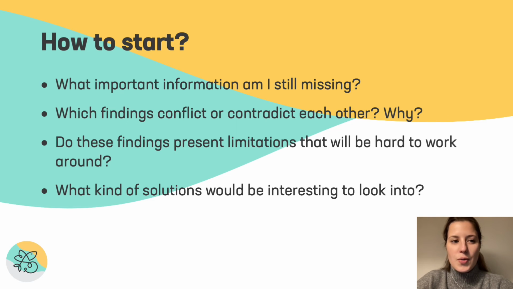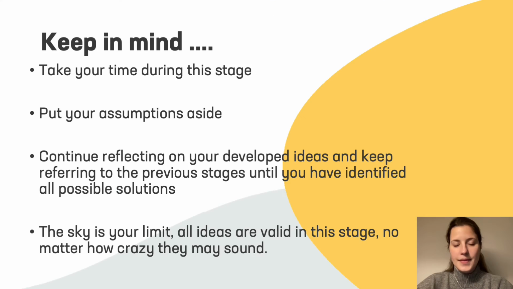Ask yourself the following questions. What important information am I still missing? Which findings conflict or contradict each other, and why? Do these findings present limitations that will be hard to work around? What kind of solutions would be interesting to look into? And this is the fun part of the design process, where you get to be bold with your ideas, no matter how crazy they may seem at first. The more you have, the better. You will have more options to pick from when you have to select one.